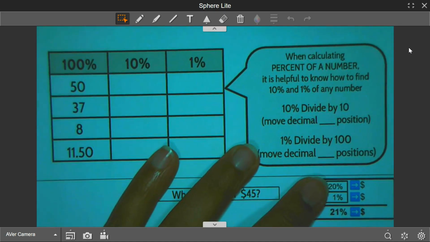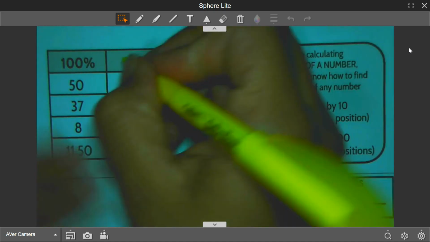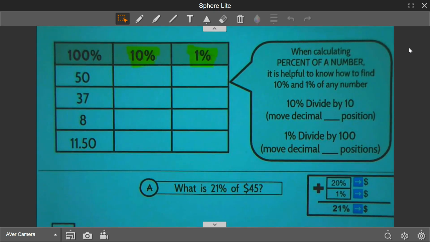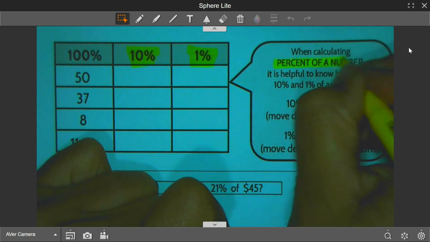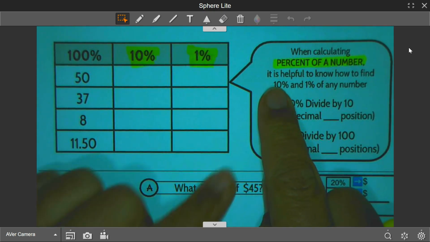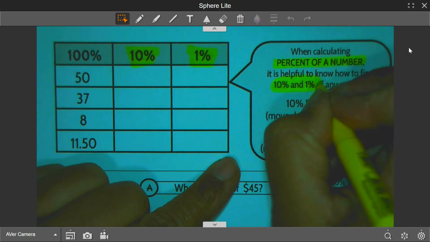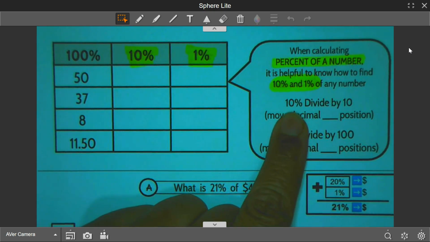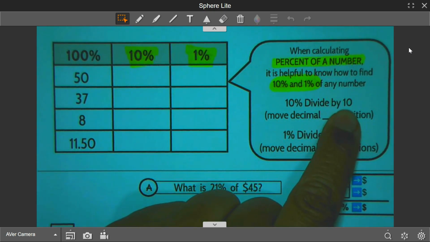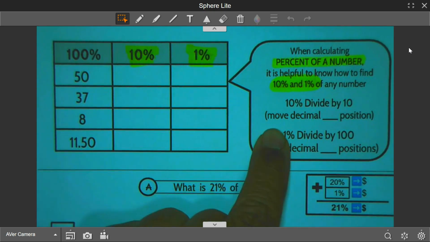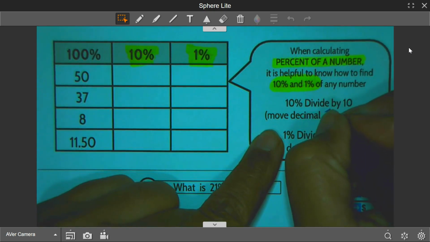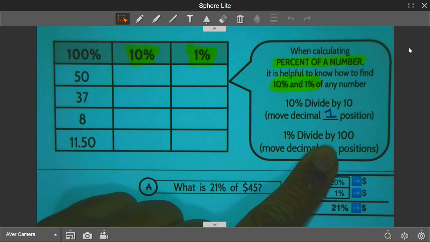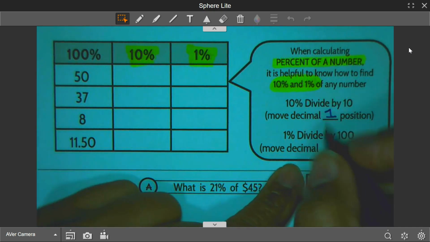Understanding 10% and 1% is going to be very helpful to create your number line. So when calculating percent of a number, it is helpful to know these two percentages. Okay, so let's do a little refresher. 10%, remember, means to divide by 10. So that basically means, remember, that we move the decimal one position. And 1% is dividing by 100. So that moves the decimal two positions.